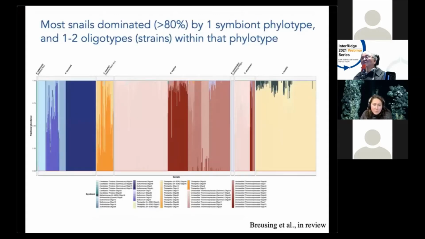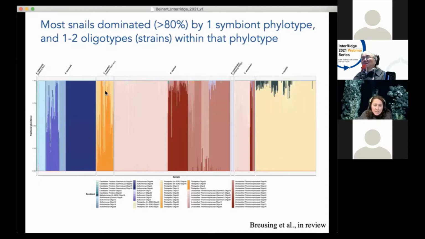We also find with this data set that an individual snail is typically dominated by 1 symbiont phylotype, and then there's 1 to 2 what we call oligotypes or strains present within an individual. Here we're showing again the relative abundance of these different symbiont phylotypes at the strain or species level, and each of these bars is an individual snail.